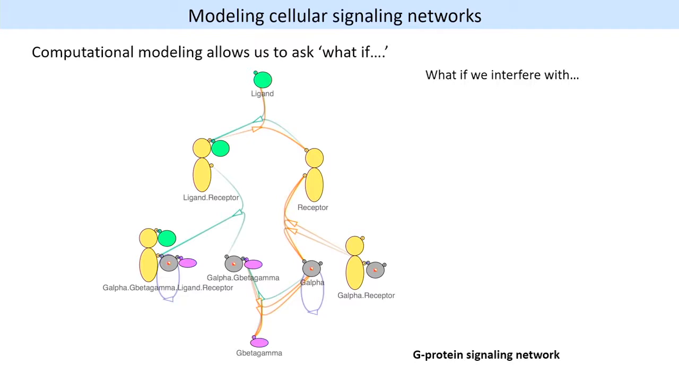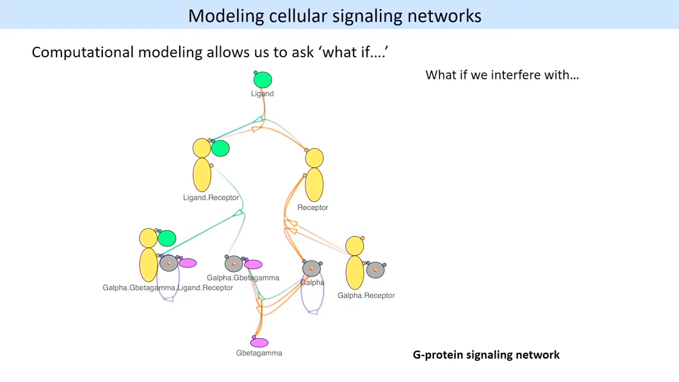A G-protein-coupled receptor pathway. So you have the ligand that binds to the receptor, then activates the receptor that recruits G-proteins, and then the G-proteins get activated and release G-beta gamma. And one of the nice things that computational models allow us to do is to ask what if.